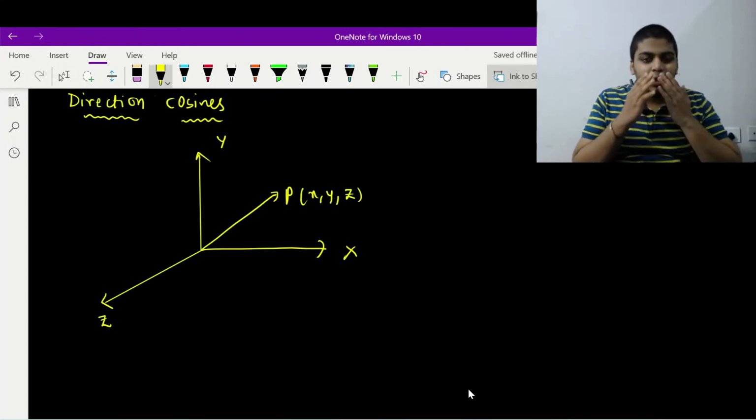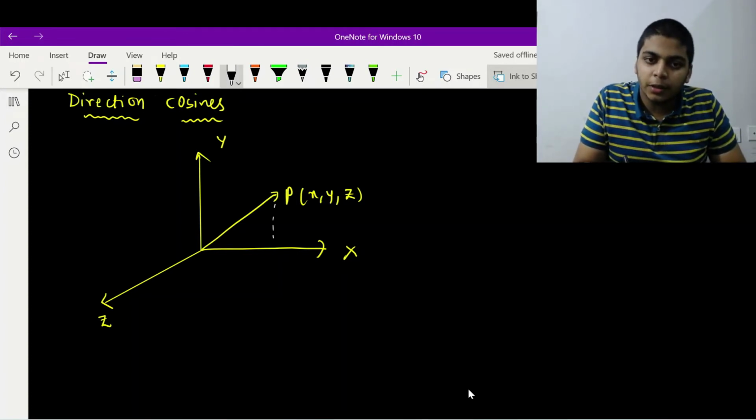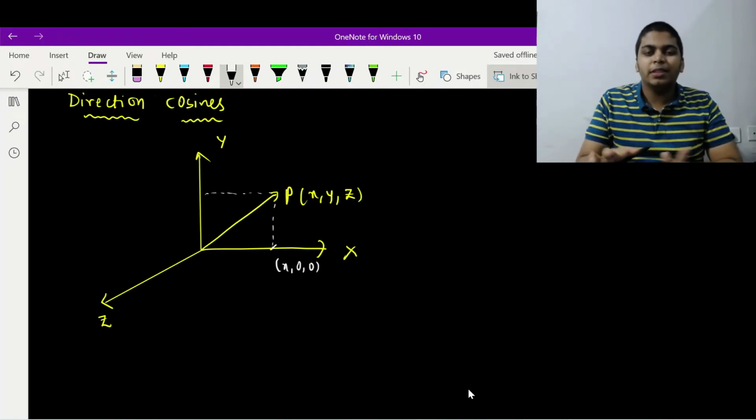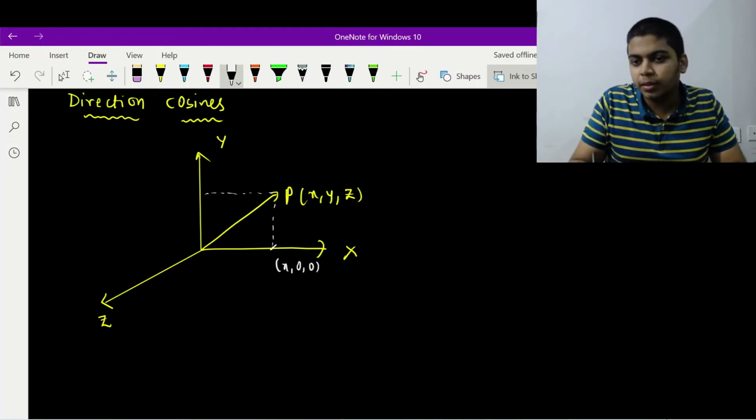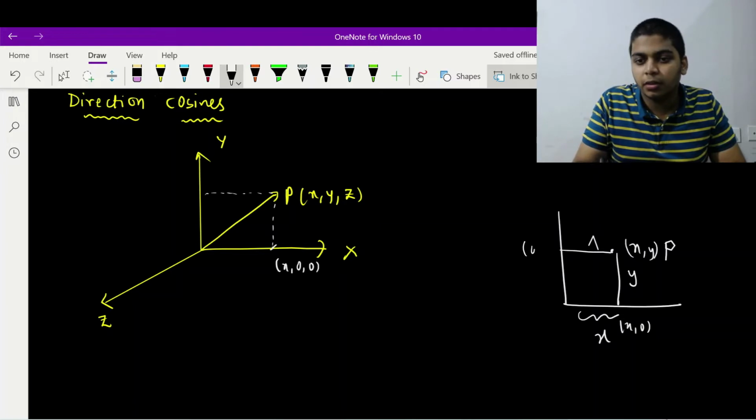So x comma y comma z means if this P bar is projected to the x-axis, then this point will be x comma 0 comma 0. And if it is projected to the y-axis, this is already known to you in a simple 2D plane. If this is some point P and this represents some x comma y, then along the x-axis this is x units, so this can be x comma 0, and if this is x comma y, this is y units, so this can be 0 comma y.